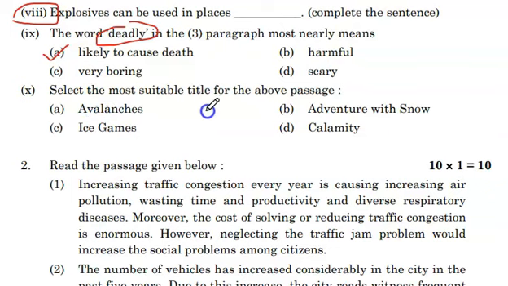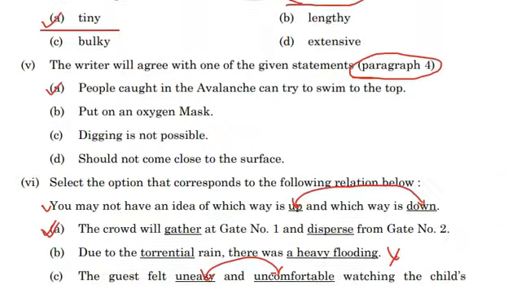Select the most suitable title for the passage. So in order to find out the title of the passage, you do not have to read a particular paragraph. You will have to understand the passage in totality. So if you make a mental picture of all the paragraphs, it is talking about avalanches. So your title will be A. So this is how you should build your understanding of the passage.